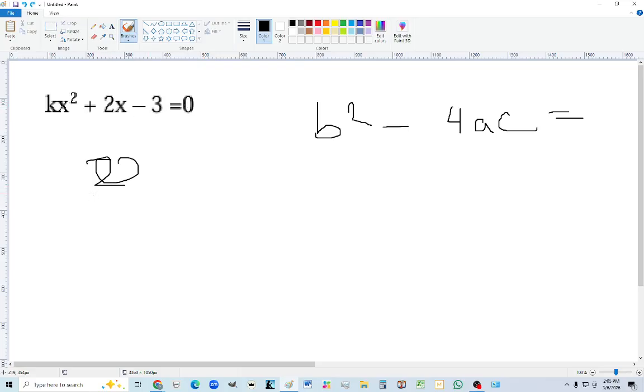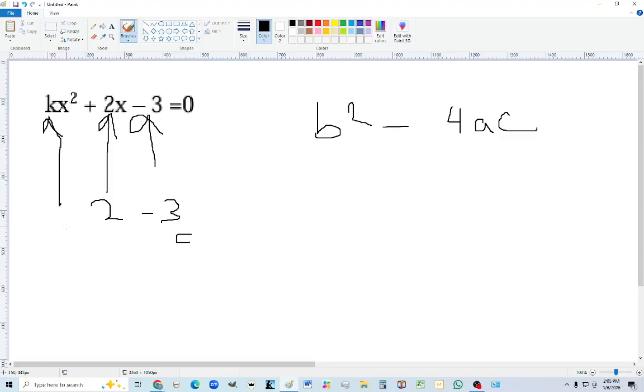Well, let's identify our a, our b, and our c. C is easier. C is minus 3. That's our c. B is easy too. It's 2. But this k is confusing. It's just a number we don't know yet. And so our a is k. Our b is 2. And our c is minus 3. K just represents a number we don't know yet.